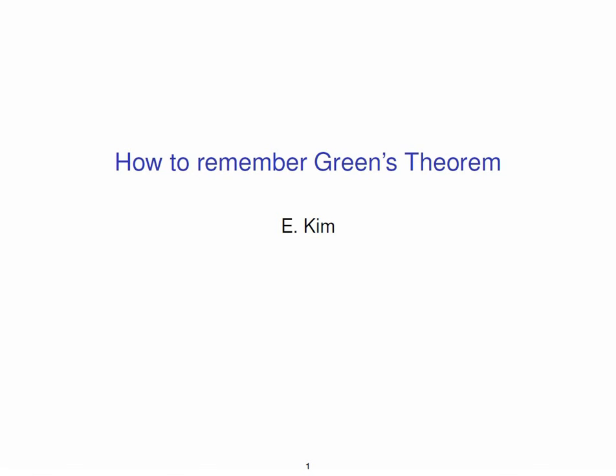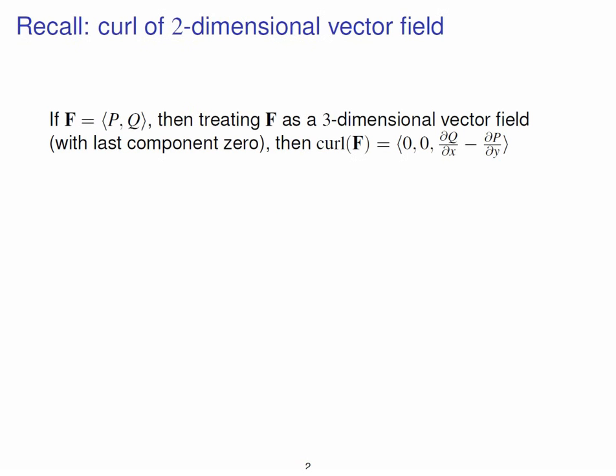In this video, I'd like to talk about how to remember Green's theorem. First, recall from our earlier video the curl of a two-dimensional vector field. If F is the vector field with just components P and Q, we pretend that F is a three-dimensional vector field, with P, comma, Q, comma, 0 for the last component. And we saw that the curl was 0, comma, 0, comma, this scalar right there.